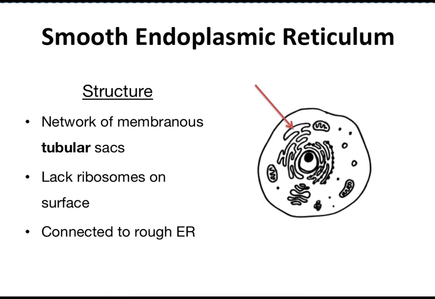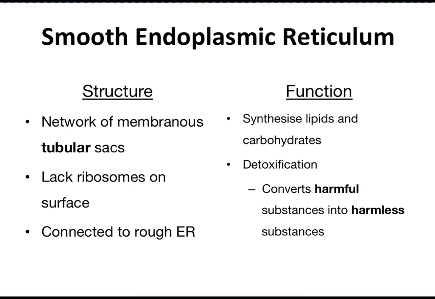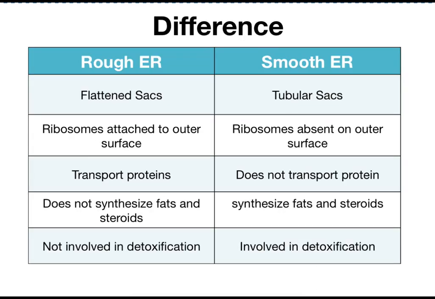Smooth endoplasmic reticulum. Smooth endoplasmic reticulum is a network of membranous tubular sacs. It lacks ribosomes on its surface and is connected to the rough endoplasmic reticulum. Its function is that it helps synthesize lipids and carbohydrates. These lipids include fats as well as steroids. Smooth endoplasmic reticulum is also essential for detoxification, which is a process that converts harmful substances into harmless substances. Here are the differences between the rough endoplasmic reticulum and the smooth endoplasmic reticulum. The first two differences are in its structure, while the final three differences are in its function.